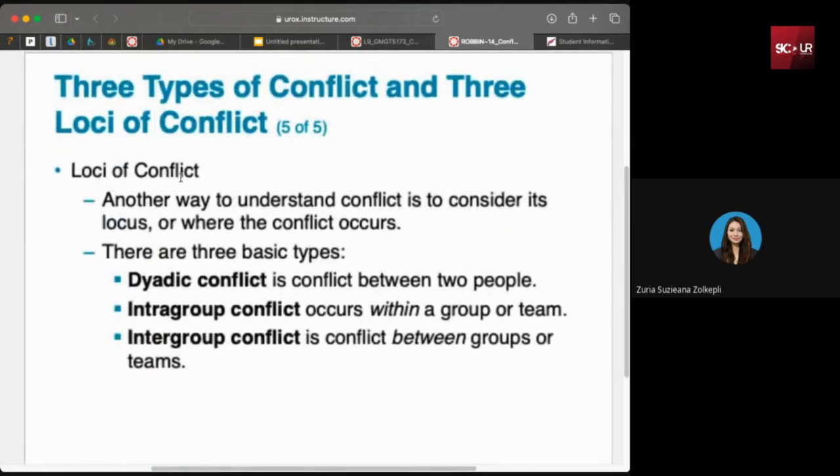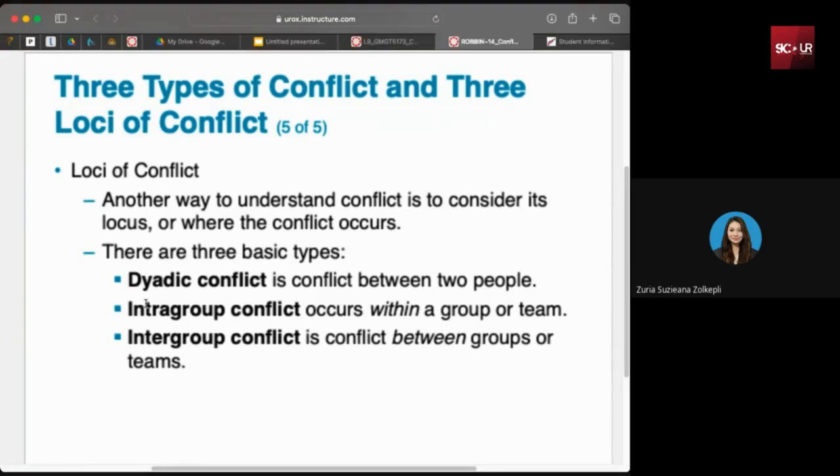Okay, so the loci of conflict, right? To understand conflict is to consider its locus, meaning where it happens ataupun where the focal point lah. Okay, so dyadic conflict means that it's conflict between two people. That's all. I don't like you, I hate you. Okay, so that one is between two people. Maybe you have disagreement, you have some, what the kids today say, you have beef with him or her. So between two people only lah.